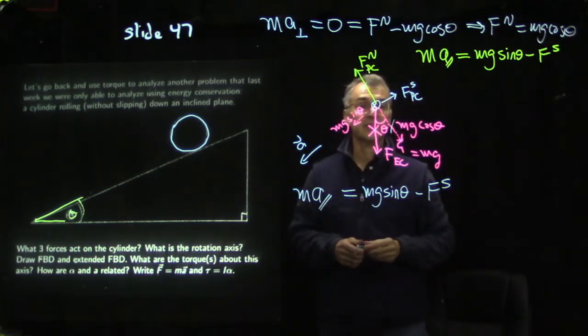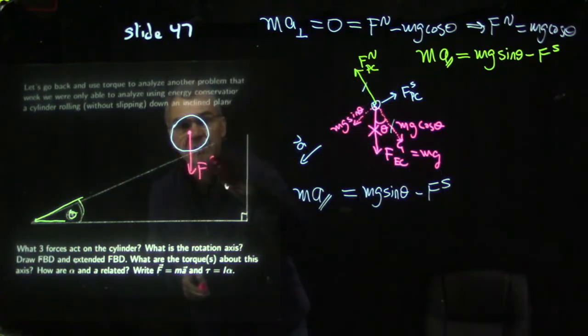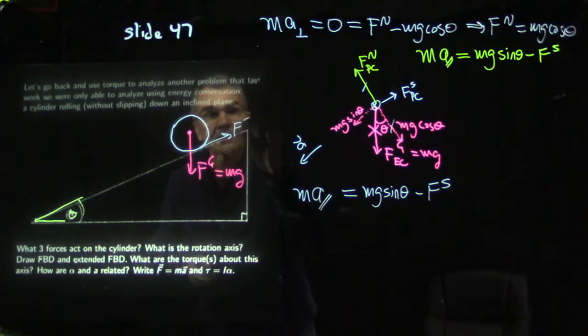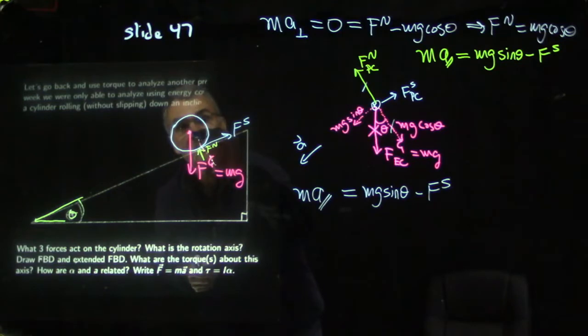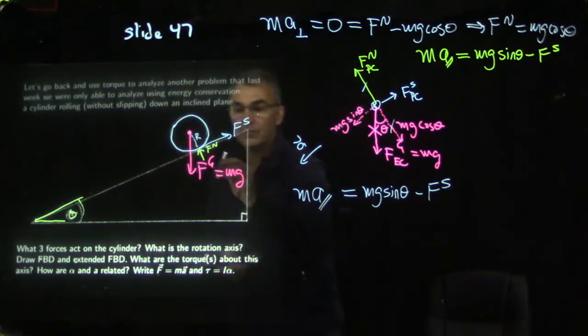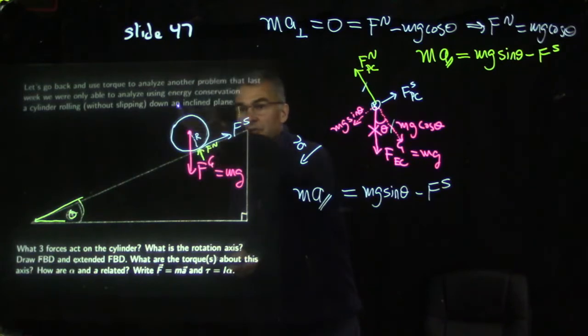Now let's draw the extended free body diagram. I think we could do that just by annotating this circle. So here's the gravitational force, here's the static friction force, and here's the normal force. A couple of things to notice. This lever arm is R. If we choose the center of the cylinder as our pivot, the gravity force has 0 lever arm, and the normal force also has 0 lever arm because the normal force line of action passes directly through the center of the cylinder. It is perpendicular to the surface of the cylinder here, and it just continues right up through the center of the cylinder.